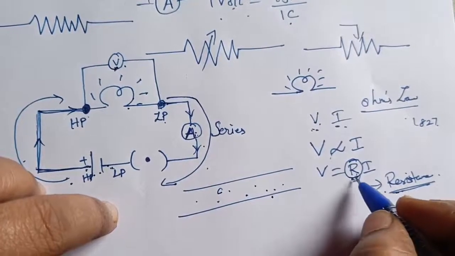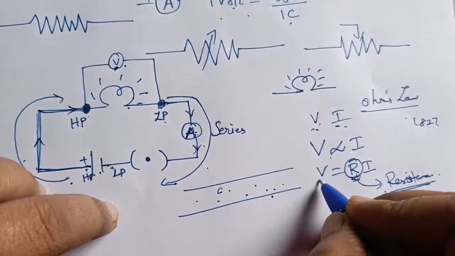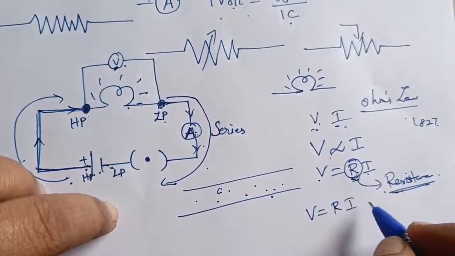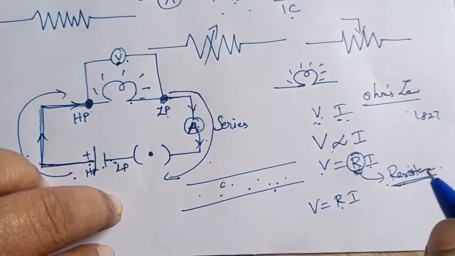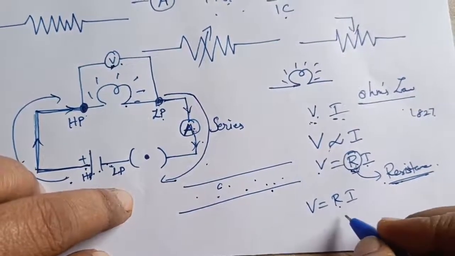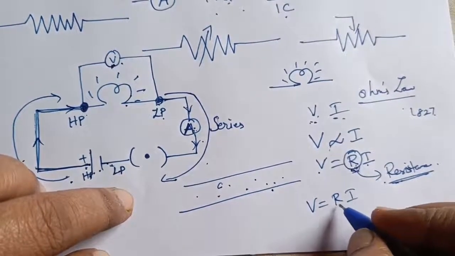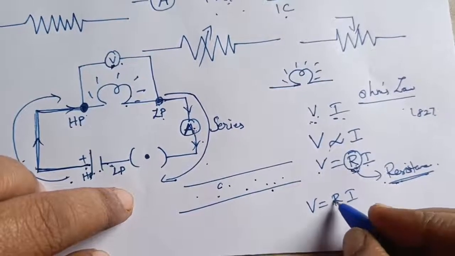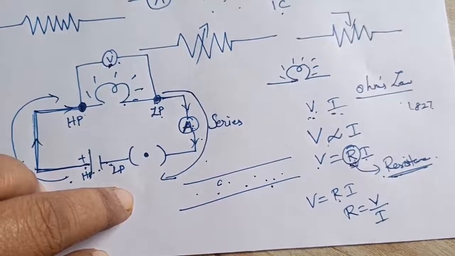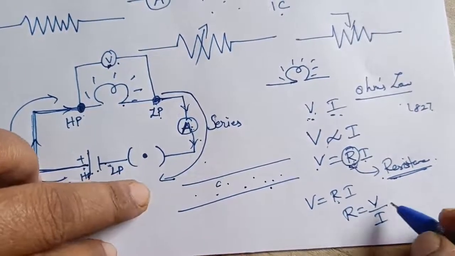So this is a constant. Only the voltage and I will vary. V is equal to I into R. R is constant for a given material. It will not change. So this resistance can be written like this, right? R is equal to V by I.